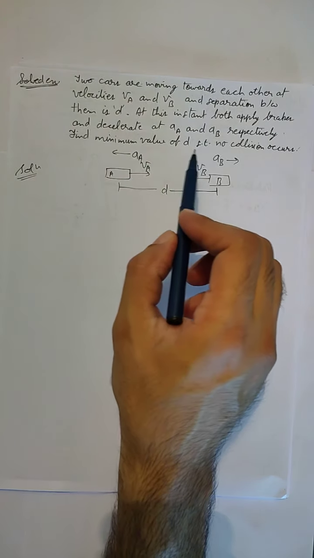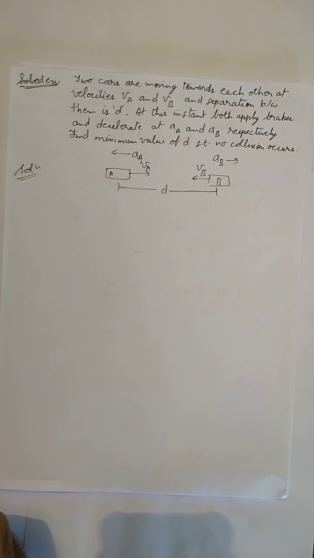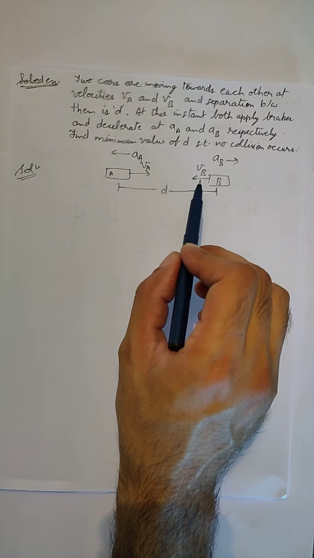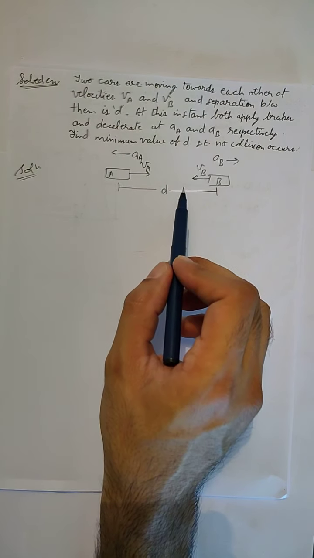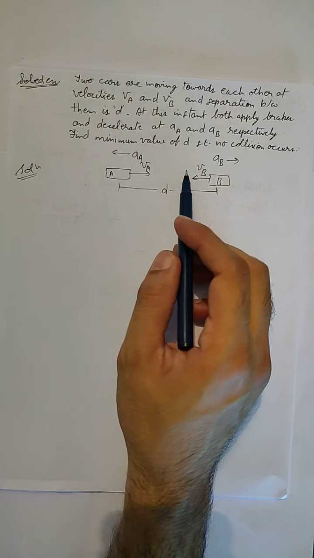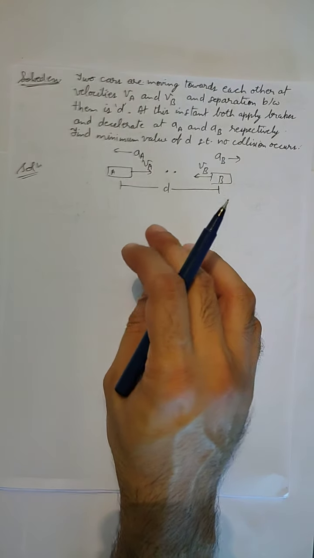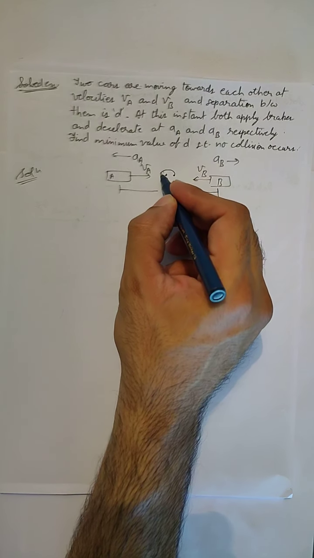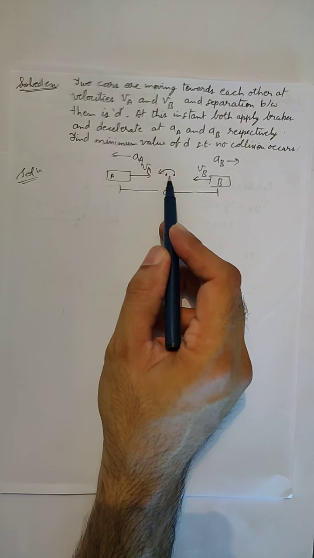Now we have to find the minimum value of D, how close they can get so that there is no collision. So that means if there is no collision, then VA and VB both should become 0 at some point in between. They should not cross each other. The point at which both of them are becoming 0 should not cross each other. VA should become 0 somewhere here, and VB should become 0 somewhere here, so that there is no collision. If VB crosses this point before becoming equal to 0, then there will be a collision.